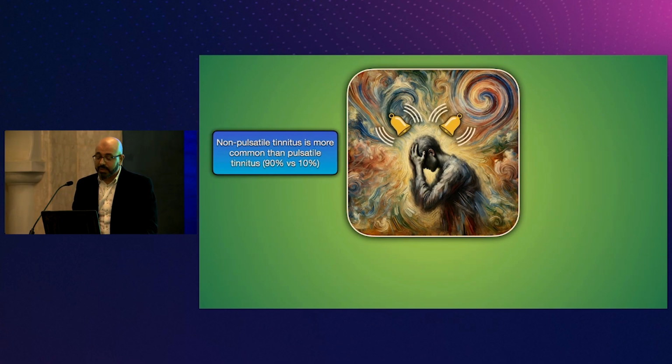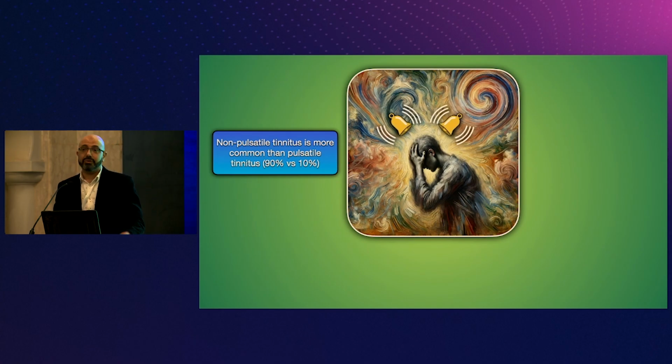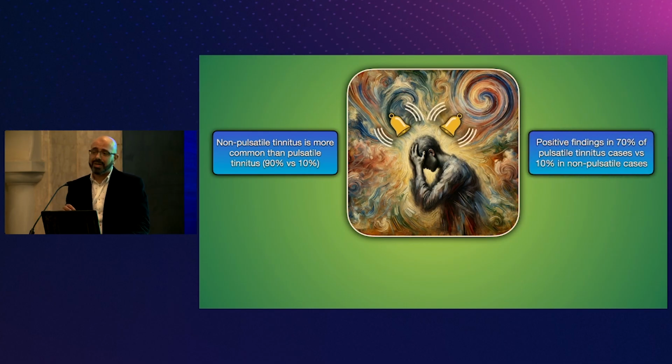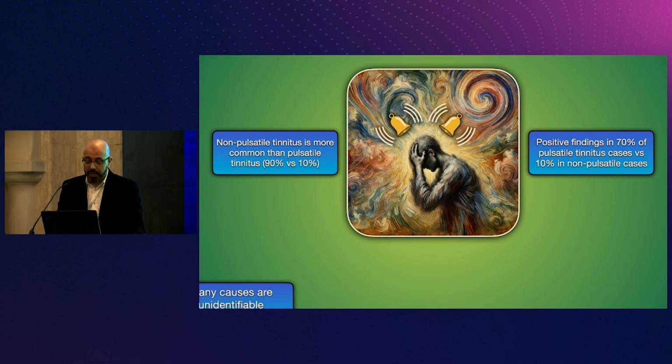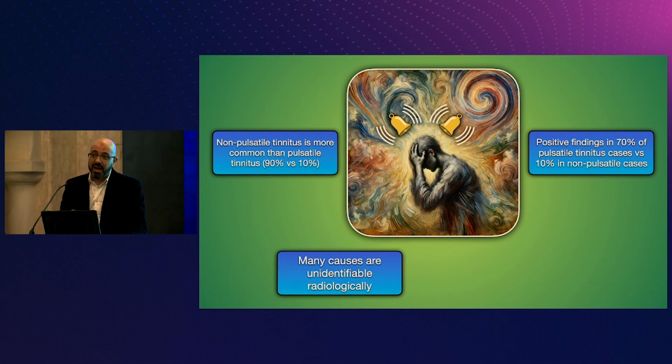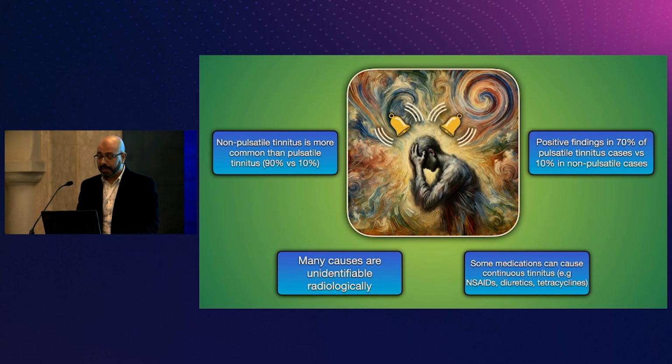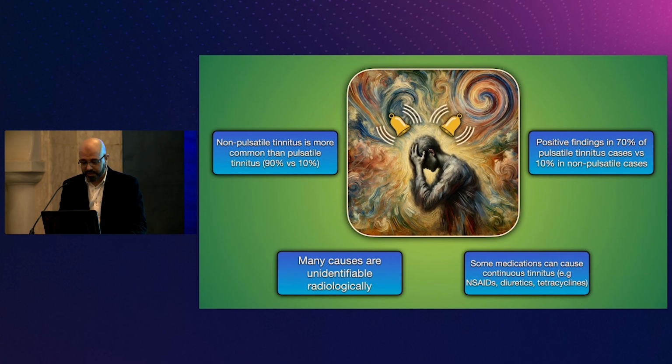A few other important points that we need to know about. Non-pulse style tinnitus is way more common compared to pulse style tinnitus, about 90% versus 10%. On the other hand, you're more likely to find positive findings in patients with pulsatile tinnitus, about 70% or so, and it's usually CT scans rather than MR. Only about 10% of the scans of patients with non-pulsatile tinnitus will show a positive finding. So many causes actually are unidentifiable on your scans. For example, some medications can cause continuous, non-pulsatile tinnitus, like non-steroidals, diuretics, or tetracyclines.